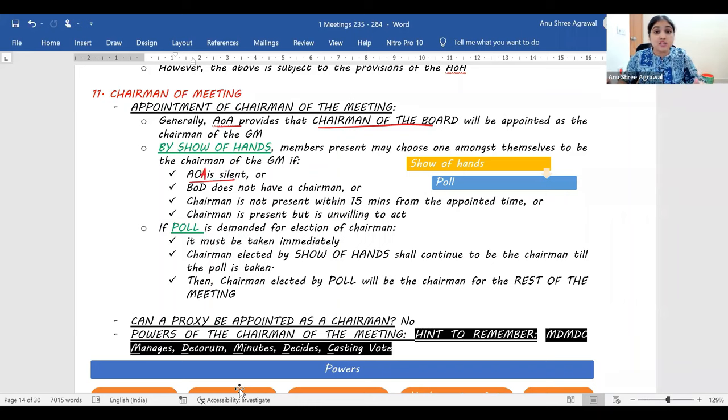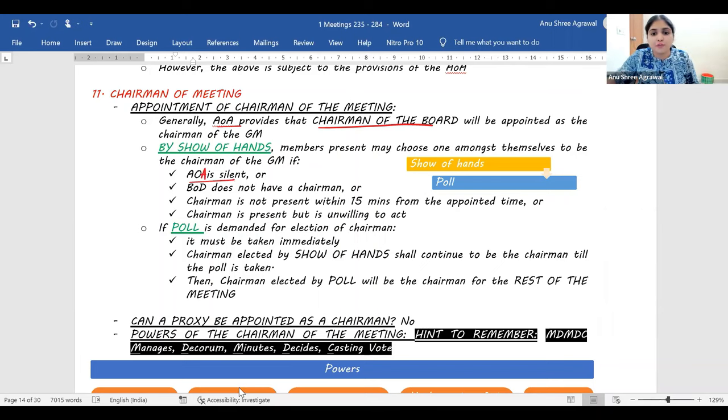What does the AOA mention most of the time? Whoever is the chairman of the board of directors will become the chairman of the meeting also. But in case the AOA is silent, or the AOA says the chairman of the board will be chairman of the meetings, but the board doesn't have a chairman, or the board has a chairman but he did not come.